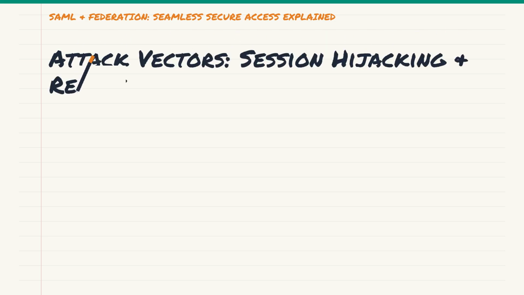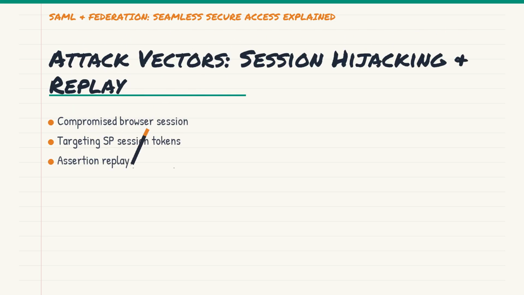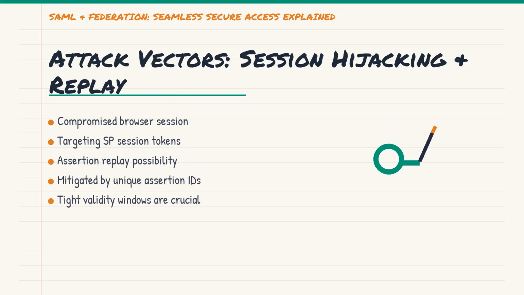Attackers are always looking for weaknesses. One concern with SAML is the potential for session hijacking if the user's browser session with the SP is compromised after authentication. While the SAML assertion itself is signed, the active session token on the SP side can be targeted. Another is assertion replay attacks. If an attacker could somehow intercept a valid SAML assertion and replay it to the SP, they might gain unauthorized access. This is mitigated by including unique IDs within the assertion and ensuring the SP checks if an assertion has already been processed or is within a very tight validity window.